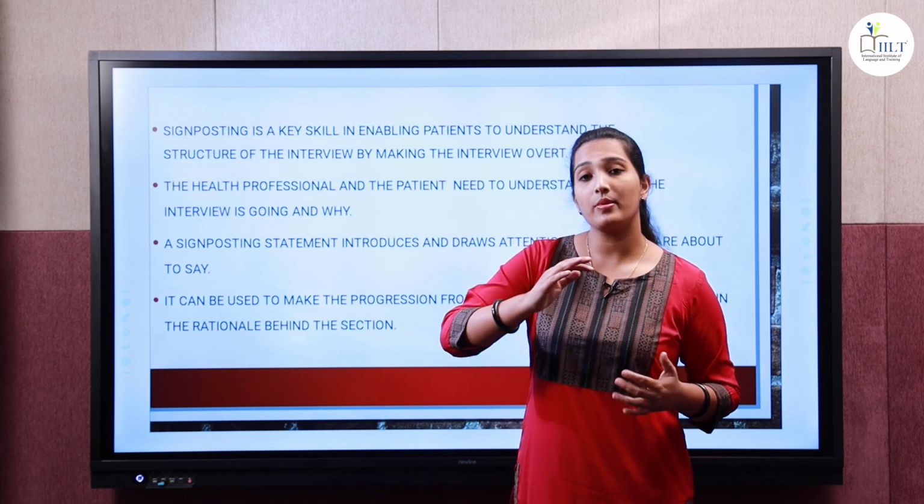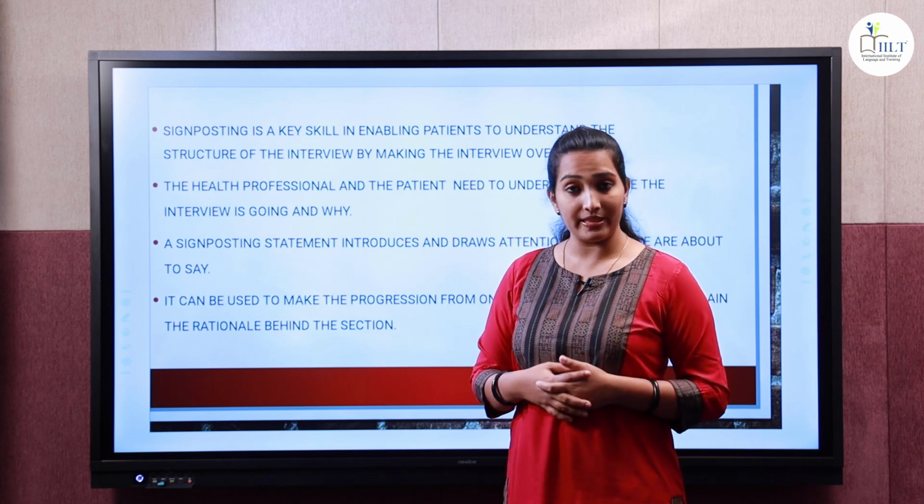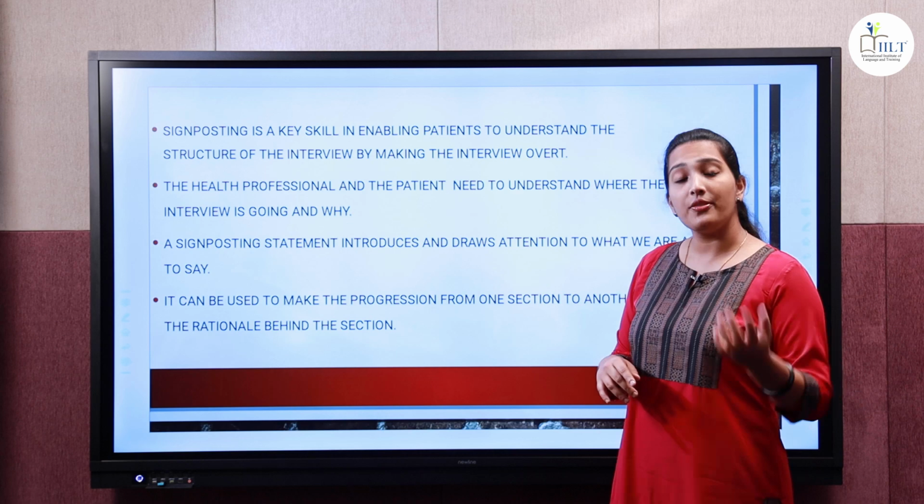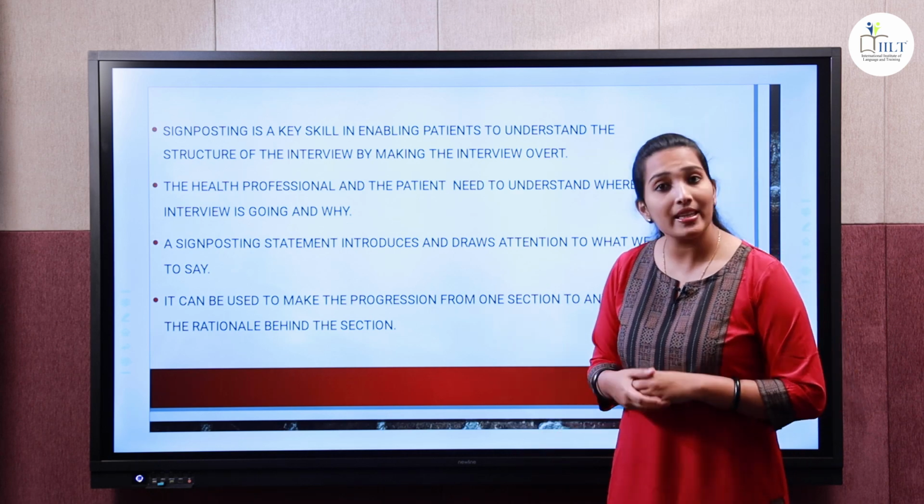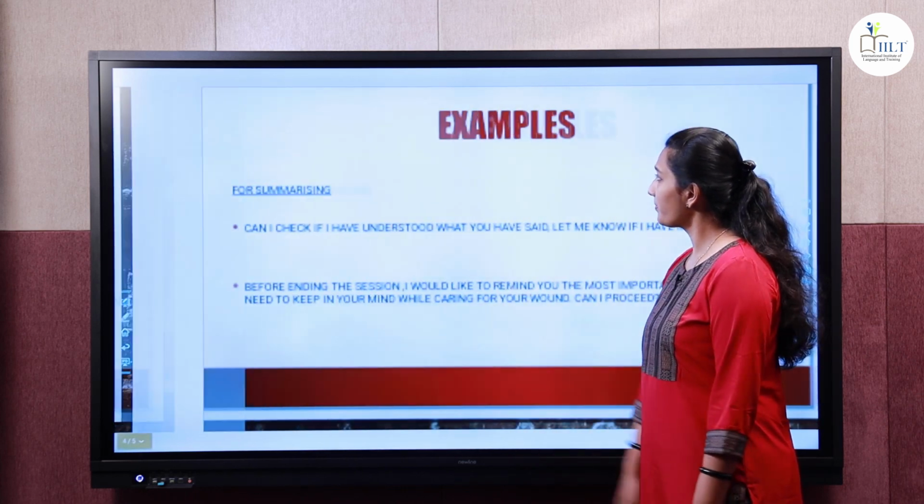Now I have two examples for you based on how to summarize, or like how the patient's understanding is and how we can move from one section to another section. So I have got two examples for you. I think you can see those examples and keep in your mind, and you can use them in your OET speaking as well. Okay, so can we see what the example is?